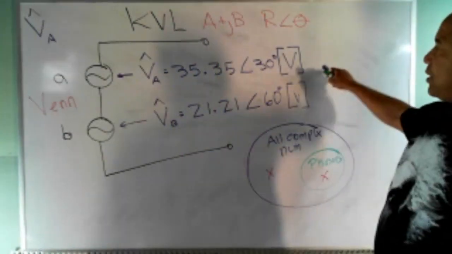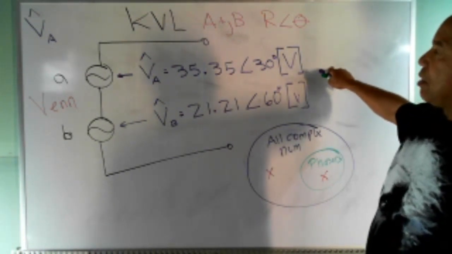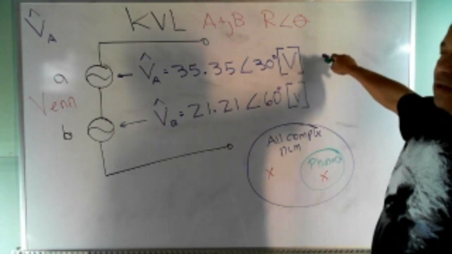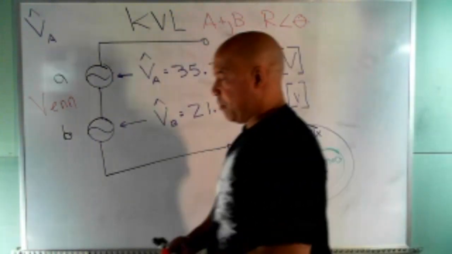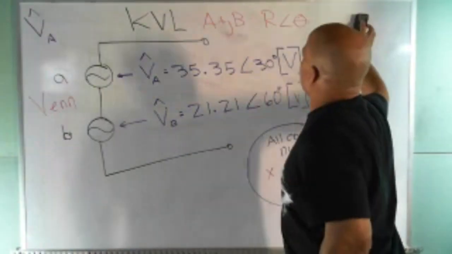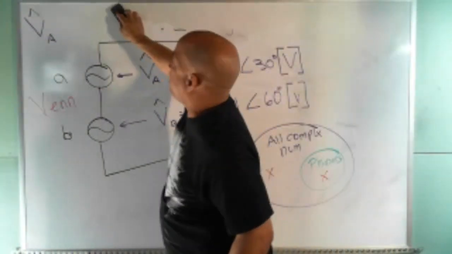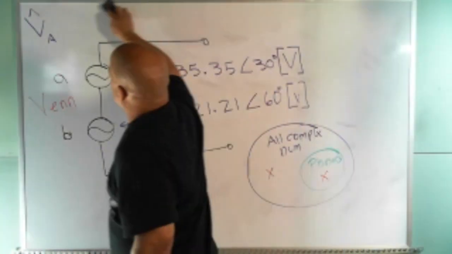So if I want to do this, what I've got to do is convert this over to rectangular form. Both of these voltages have to be expressed in rectangular form. I don't know if you remember how to do it. It's been a little while, but after that lab you did, you guys should be experts at this stuff by now.